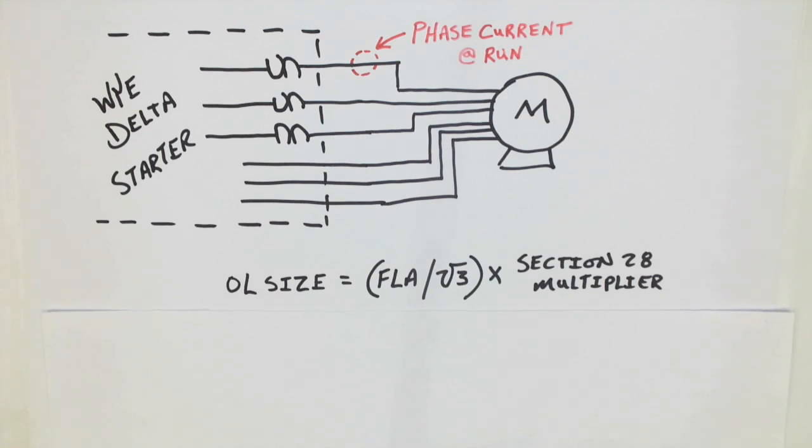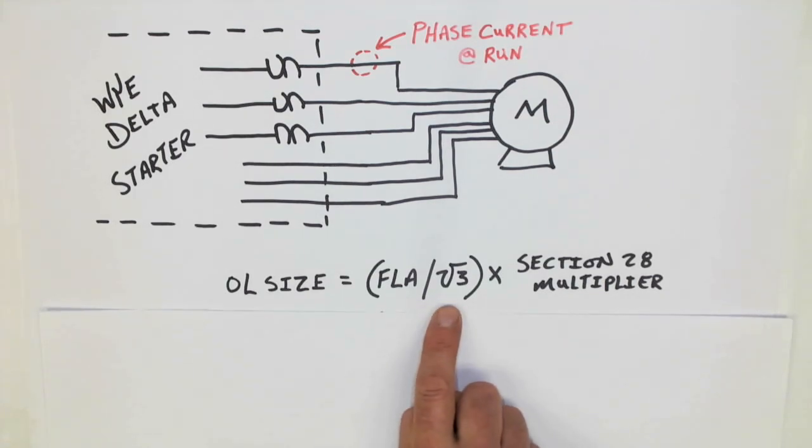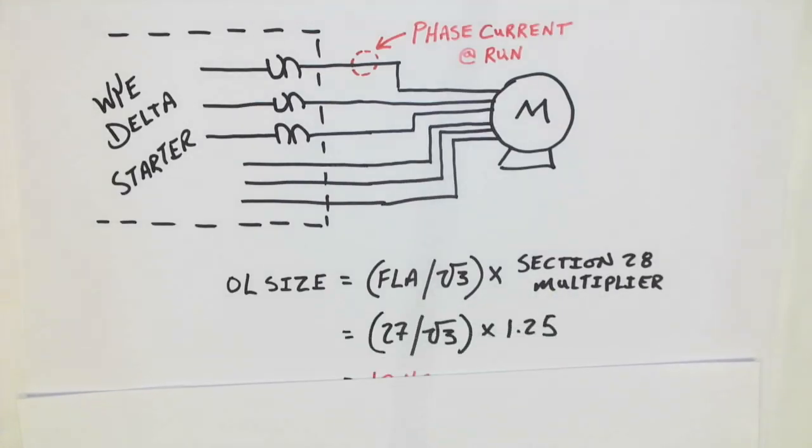This means that the overload size for a Y delta starter is equivalent to the FLA divided by root 3 and then multiplied by the section 28 multiplier. 27 divided by root 3 times 1.25 renders 19.48 amps.